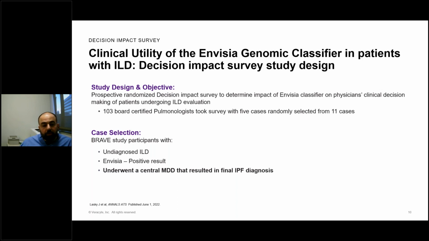They brought 103 board certified pulmonologists, who took a survey of 5 cases randomly selected from 11 cases from the BRAVE trial. The pulmonologists had academic as well as community practice backgrounds. These cases were patients with undiagnosed ILD. They had Envisia positive for UIP, and all these patients underwent a central MDD that eventually resulted in a final IPF diagnosis. And what did they find out?